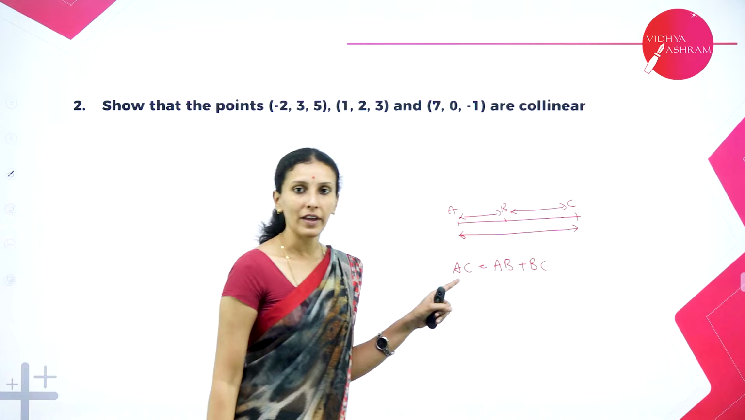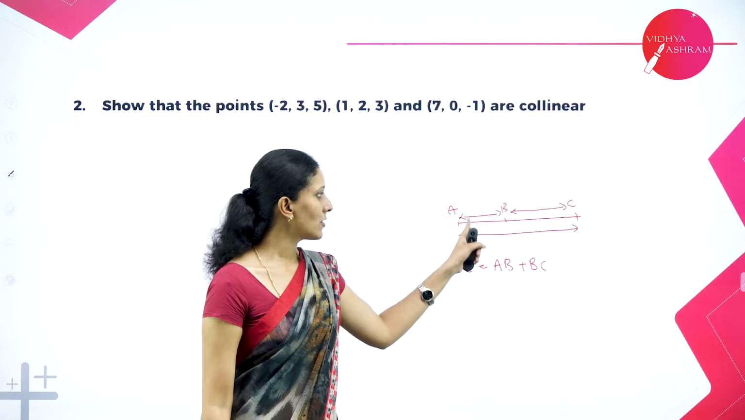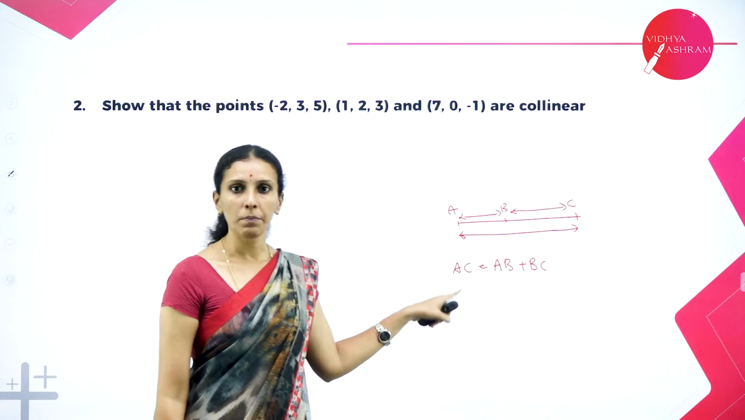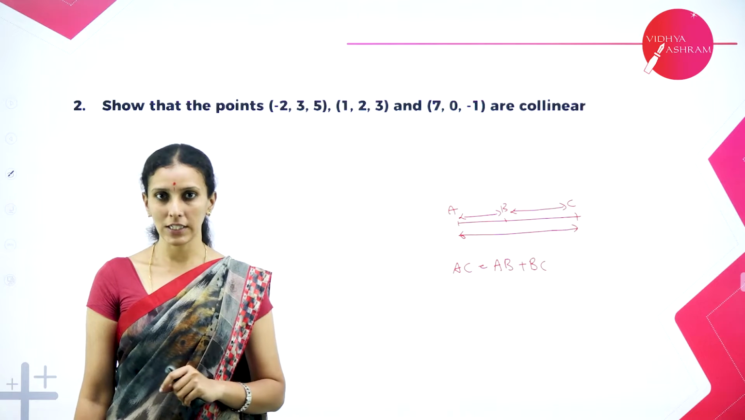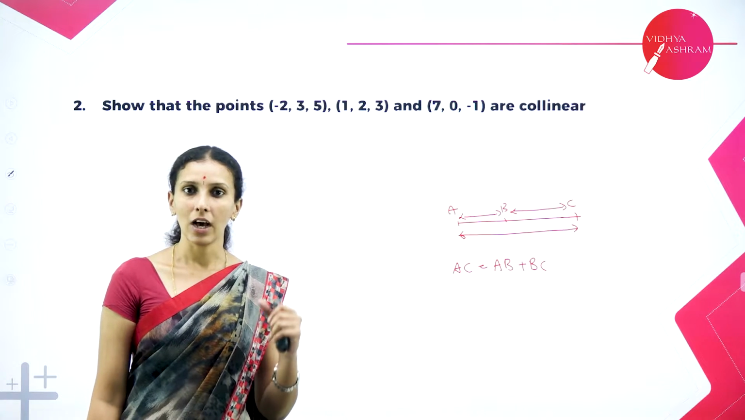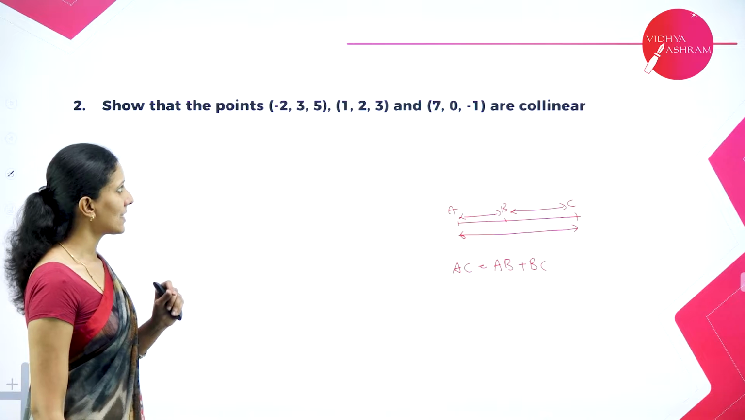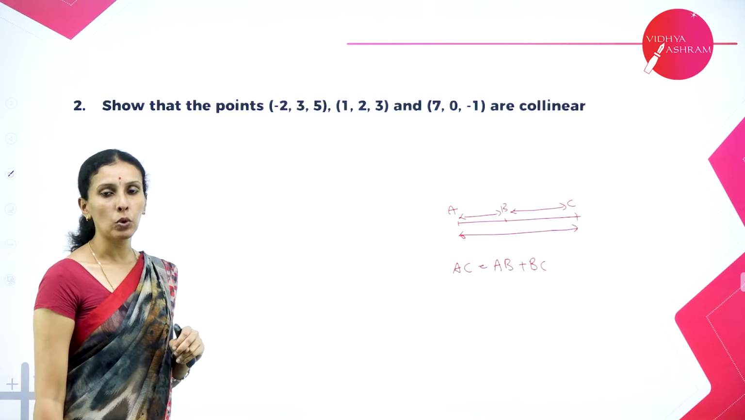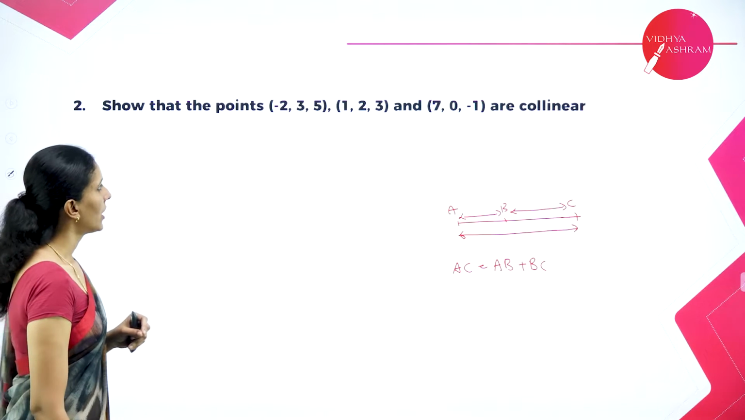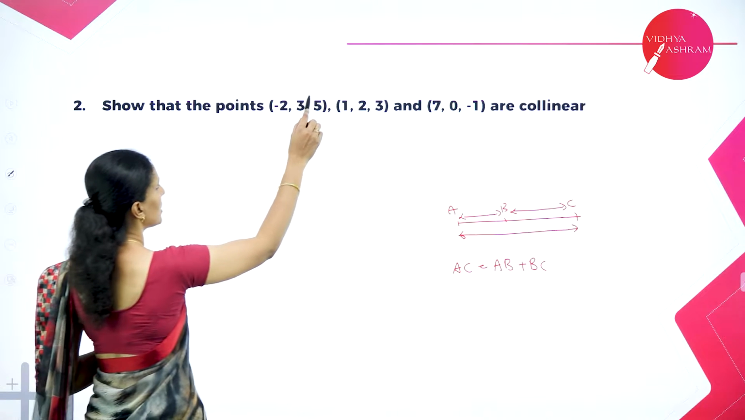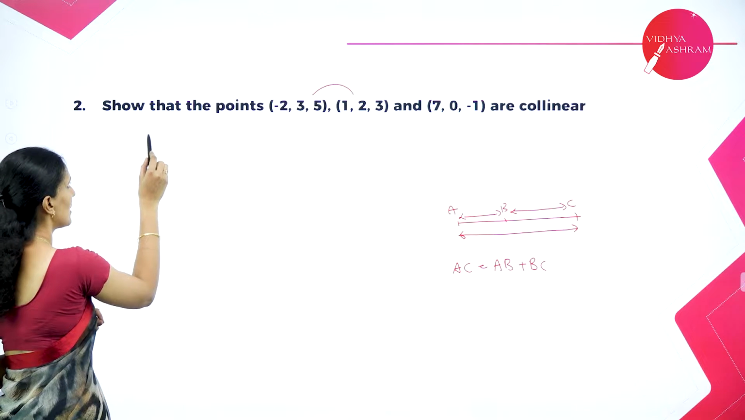So the distance of AC is the sum of the distances AB plus BC. If we prove this result using the distance formula, we can say that they are collinear. So let's see now the distance between each pair of points. Now let's take the first 2 points. Let us apply the distance formula.